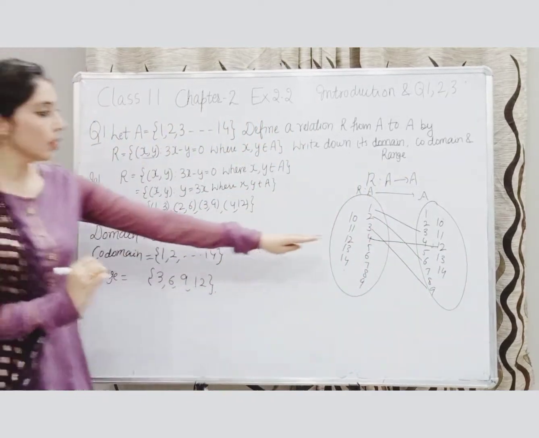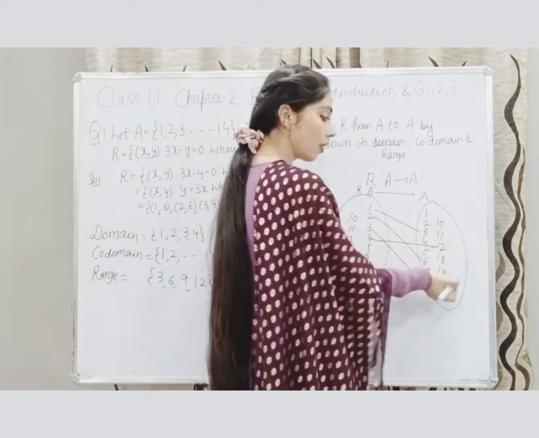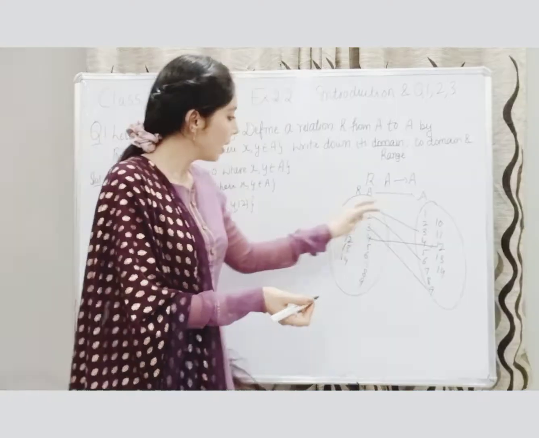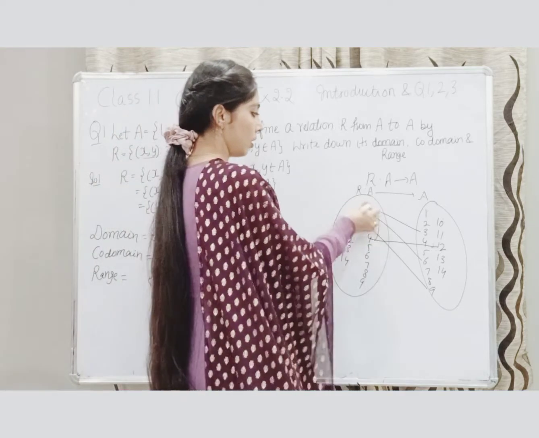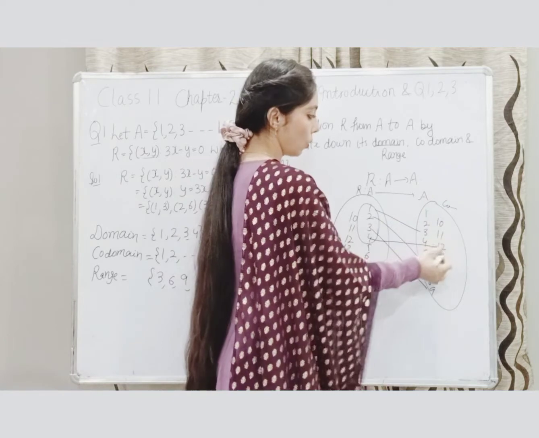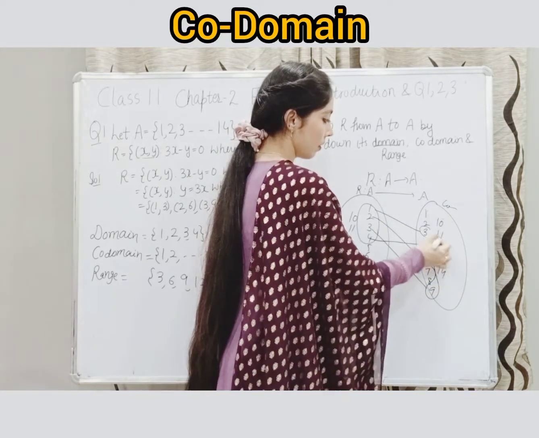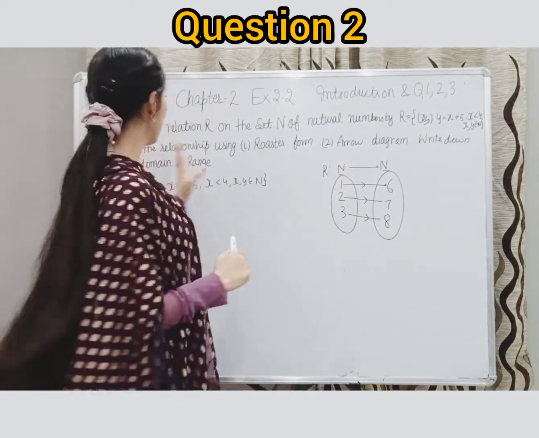Okay. So these four elements will be in the range. And this whole set is called the codomain, and these four elements will be the domain. These are the domain, this is the codomain, and the set of these four elements will be the range. Okay. Let's discuss question number 2.